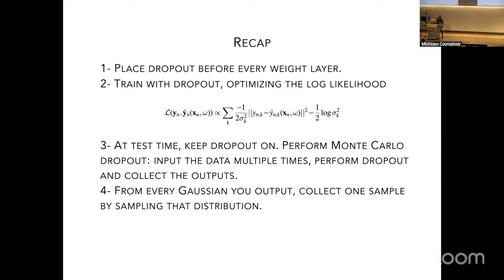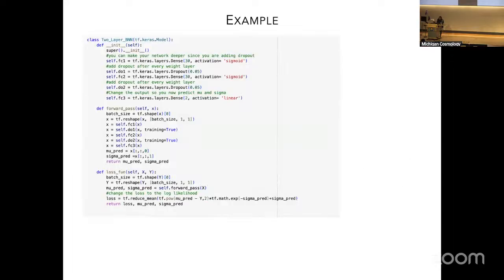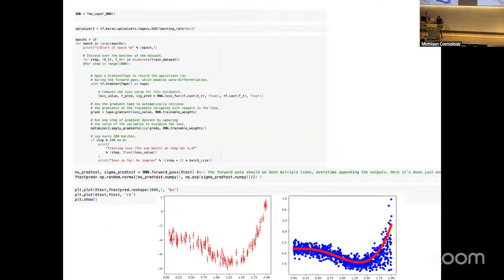Does that make sense? Kind of? OK. So this is how we marginalize over the weights of the network. So this is an example of how to do it. I've already posted the slides, so if you're curious, we can look at it. Basically, this is just going to be putting dropout before every weight layer. And the loss is going to be the log likelihood. And then we can train it.